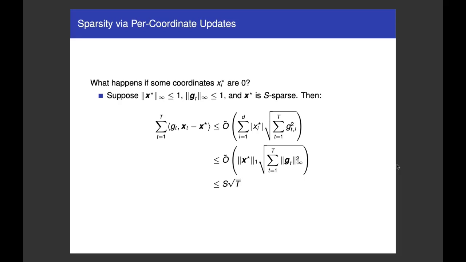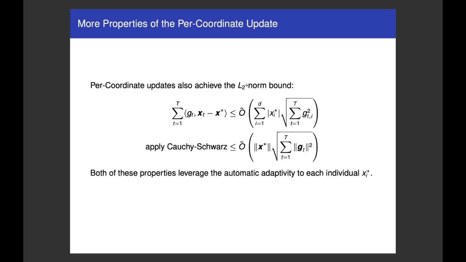You might think that we lose something for this, but it turns out we are surprisingly not losing much. If we consider just the L2 norm bound that we would have liked to have gotten originally, we can write down this regret bound and apply Cauchy-Schwarz. It turns out that this is also bounded by the 2 norm of x star times the square root of the sum of the 2 norms of the gradients squared. So we really lost nothing. We still have this adaptivity to dense things, even though we also have some nice behavior when x star is sparse. I should note that both of these properties really leverage the automatic tuning to each individual x_i.